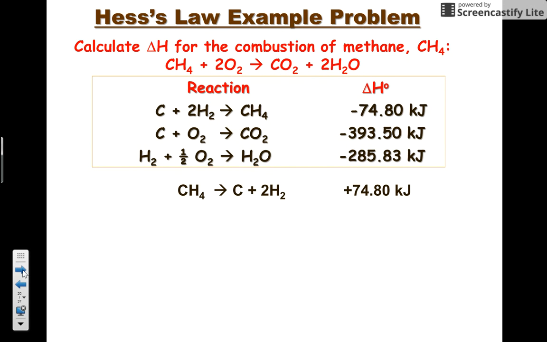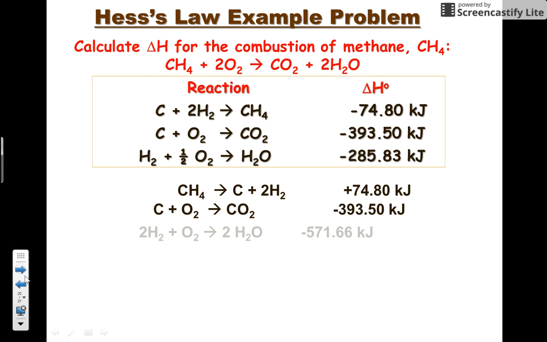So here's where I did those changes. I flipped that around, so I changed my sign to positive. For the next reaction, I left it the same, so I leave this the same. Take the third step, I multiplied through by 2. Multiplying through by 2 made 2 here, 1 here, and 2 here. So I had to multiply this value here also by 2, because if I multiply here, I got to multiply here. If I divided here, I'd have to divide here.